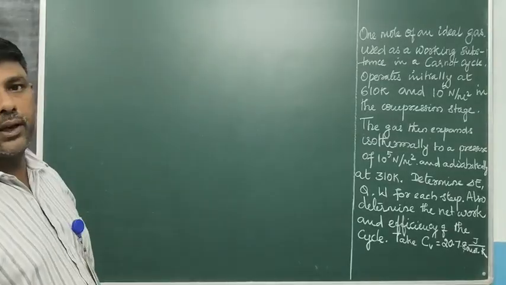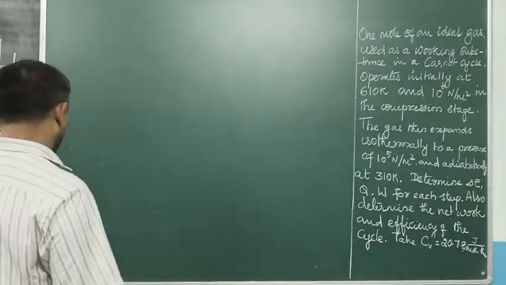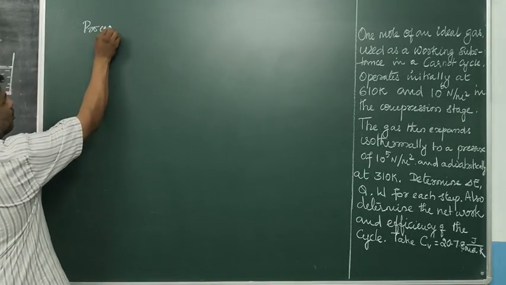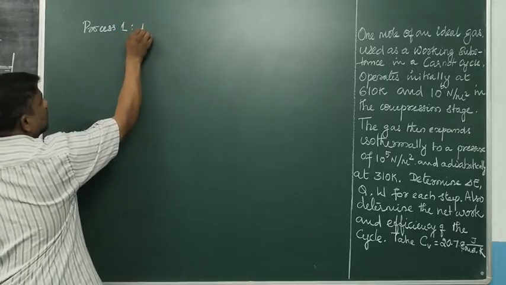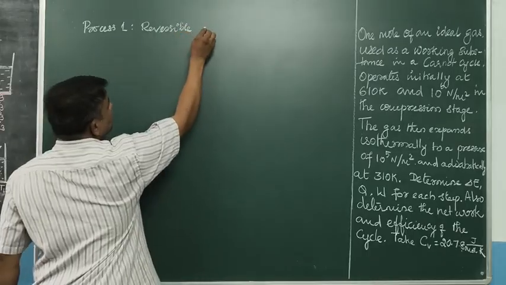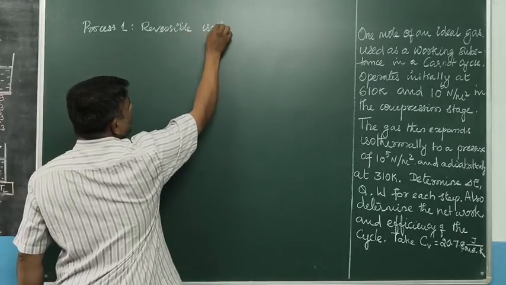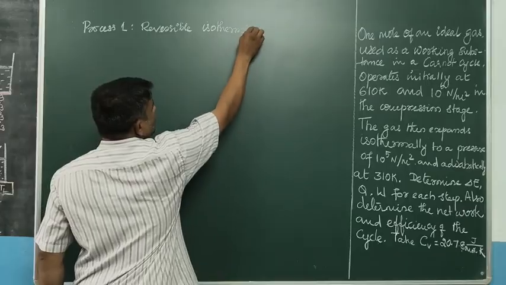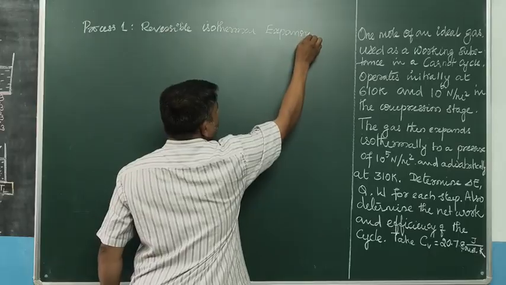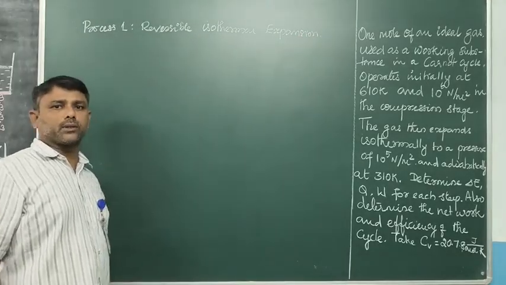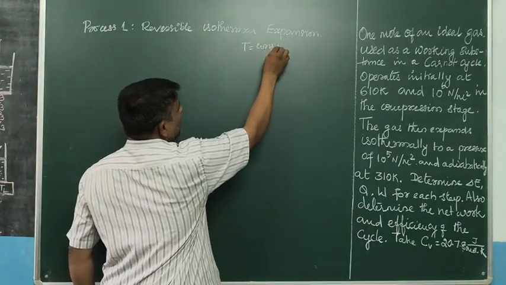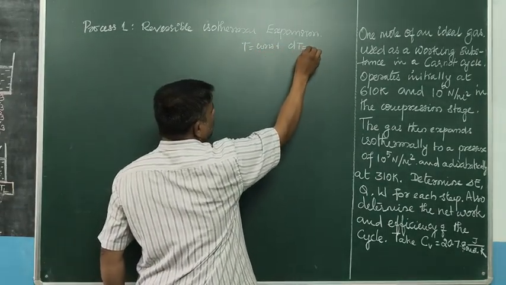In Carnot cycle we have 4 processes. Process number 1, that is reversible isothermal expansion. Reversible isothermal expansion process. Isothermal means temperature is constant, hence changes in temperature is equal to 0.